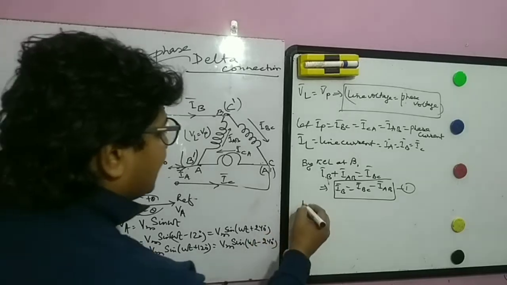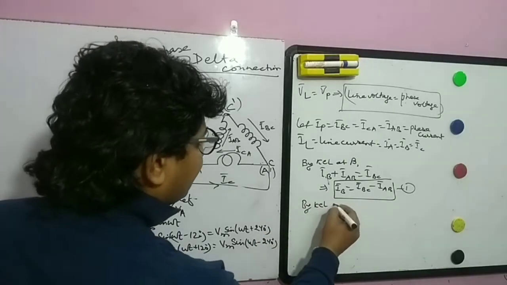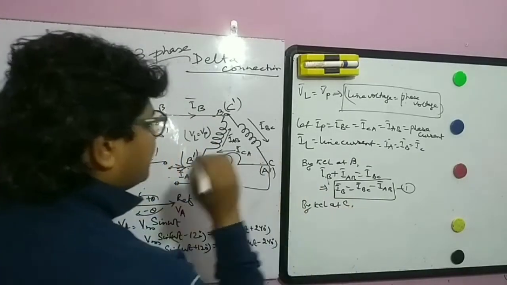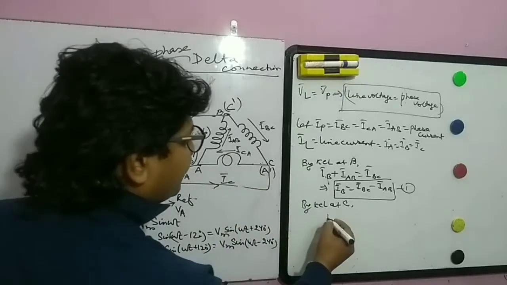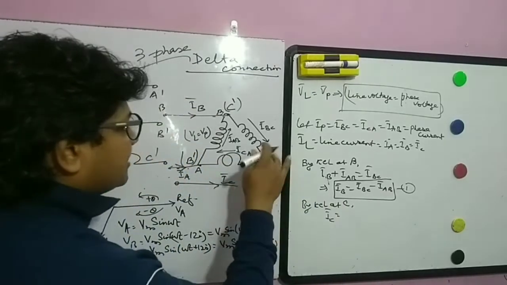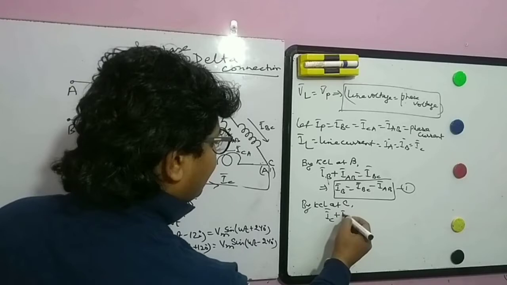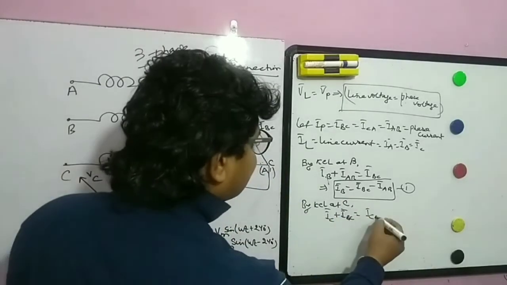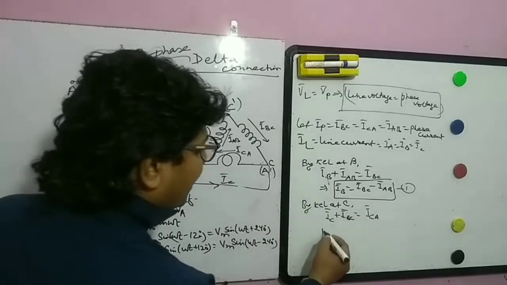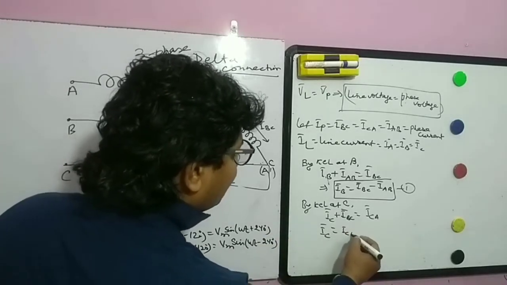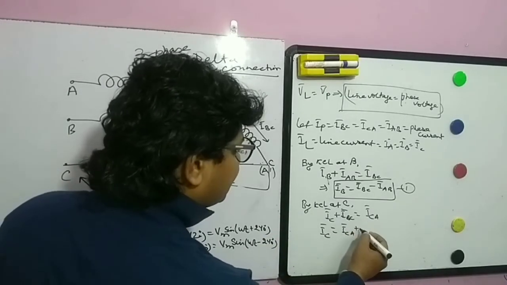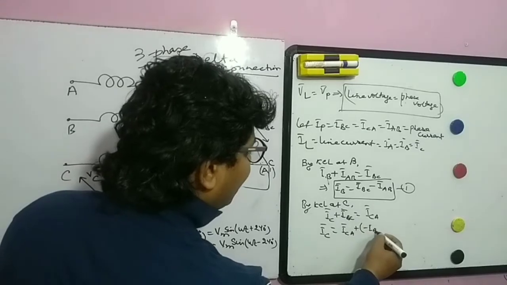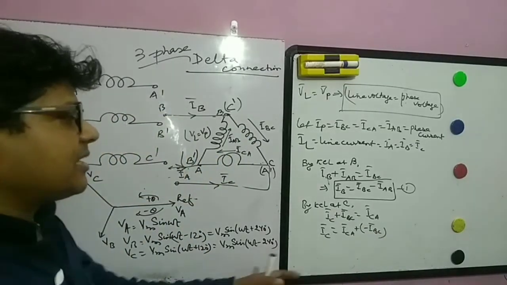Okay, by KCL at C, incoming current is IC plus IBC, and what is outgoing current? Outgoing current is ICA. So what will be IC? So IC will be equal to ICA plus minus of IBC. So we can say like this.